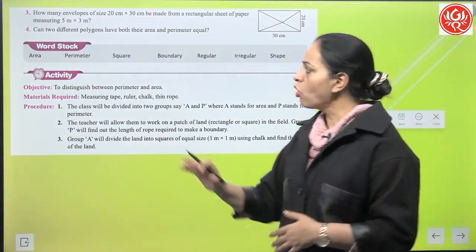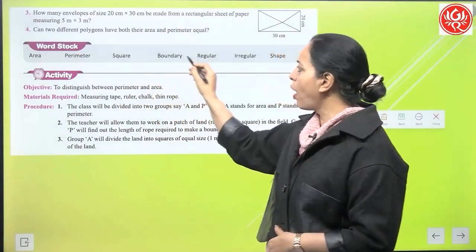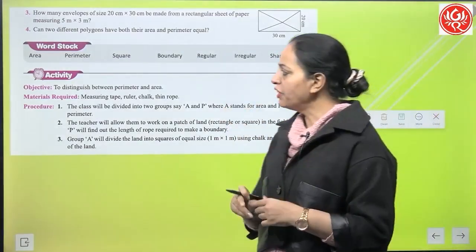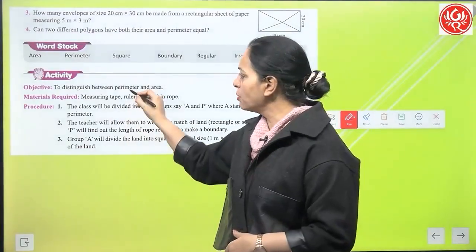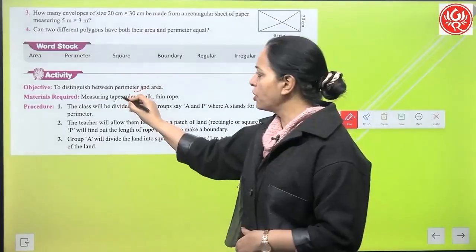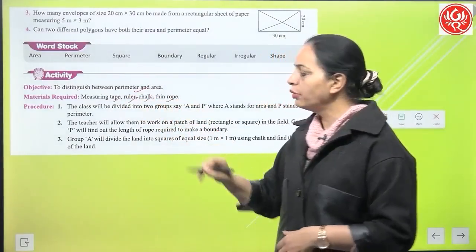Now come to word stock. Area, perimeter, square, boundary, regular, irregular shape. Now this is the activity time, objective to distinguish between perimeter and area. Materials required: measuring tape, ruler, chalk, thin rope.